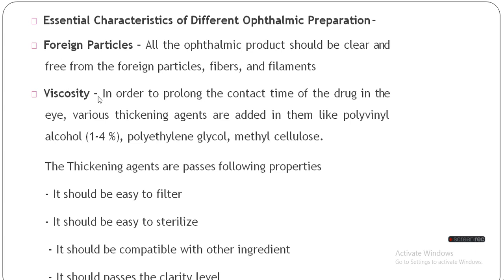Now the second point is viscosity. In order to prolong the contact time of the drug in the eye, various thickening agents are added, like polyvinyl alcohol, suppose 1 to 4%, polyethylene glycol and methyl cellulose. These are the agents which enhance the viscosity of the preparations. The thickening agents should possess the following properties. First, it should be easy to filter. Second, it should be easy to sterilize. Third, it should be compatible with other ingredients. And the fourth one is it should pass the clarity level.